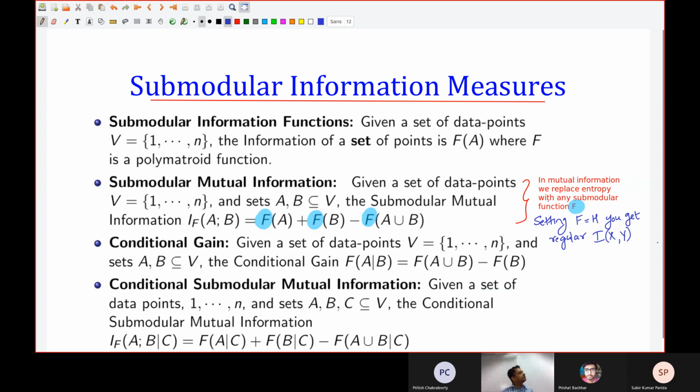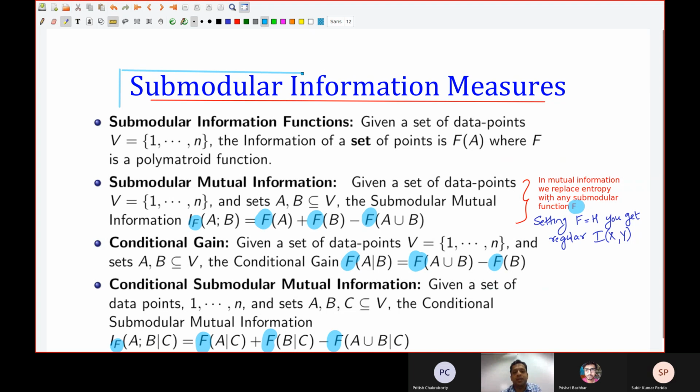Likewise, you can define a conditional gain. The gain of adding B to A is the information function of A union B minus the information function on B. Same thing, everything now just has F in the superscript. By convention, we write F of A given B. And like before, you can have combinations of the two. You can have F of A given C plus F of B given C minus F of A union B given C. That is the submodular mutual information between A and B given C. Is this clear?